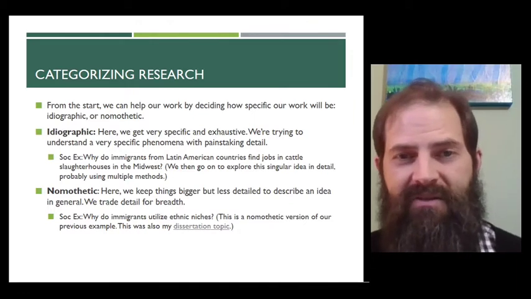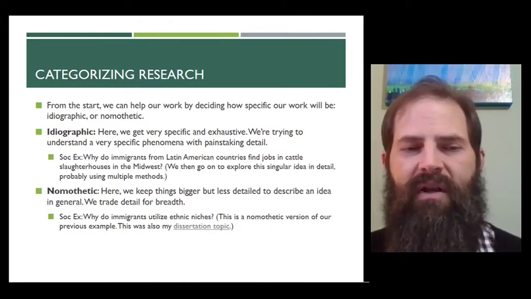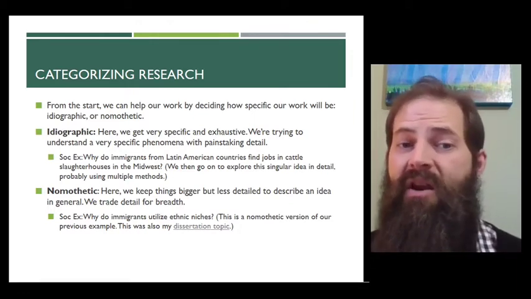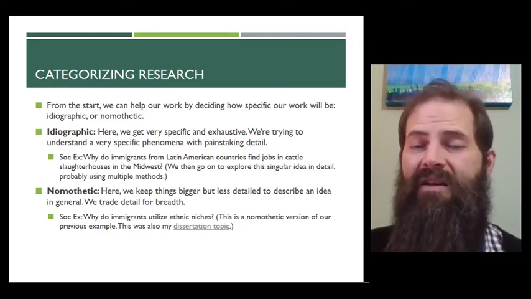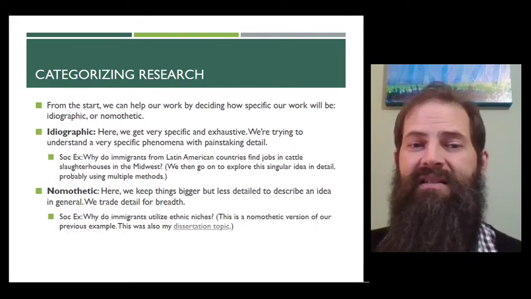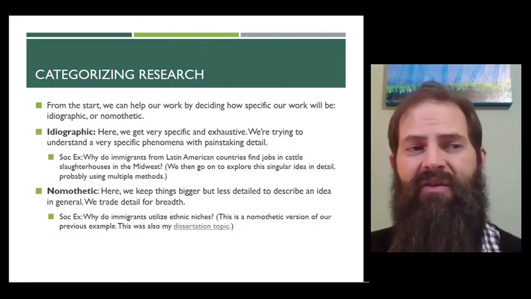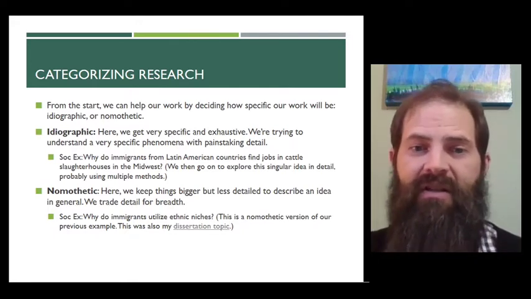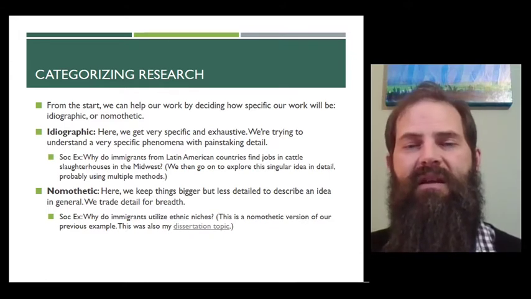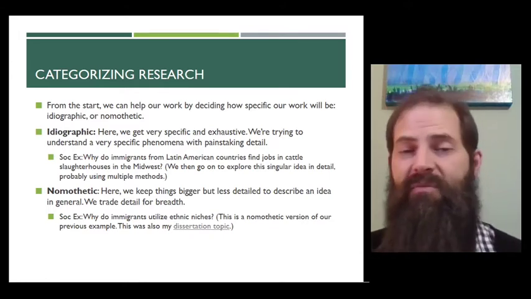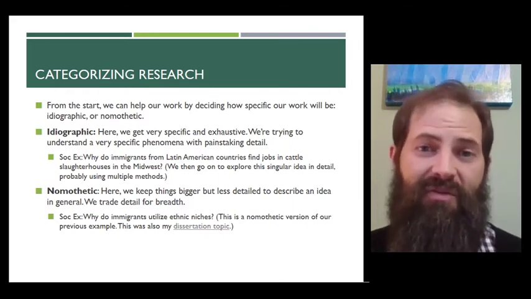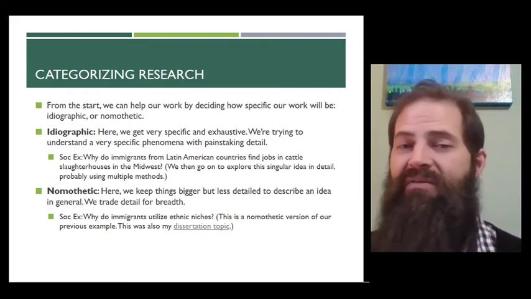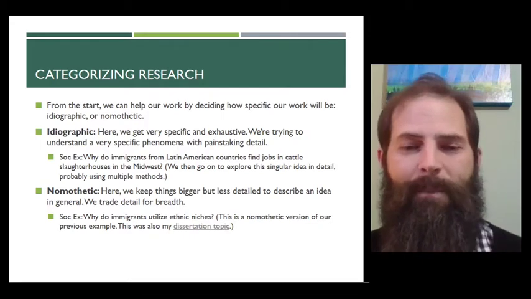In fact, we'll use my dissertation research as an example. My dissertation was a nomothetic study where we keep things very big and it's less detailed, and we're trying to describe sort of an idea in general. We are trading out the detail of an idiographic study for the breadth of a nomothetic study. And my dissertation topic was, why do immigrants use ethnic niches? There's a link to my dissertation if you get bored and want to read it. You'll be one of like 6 people in the world that's read it.